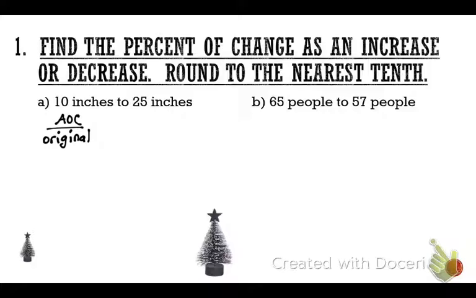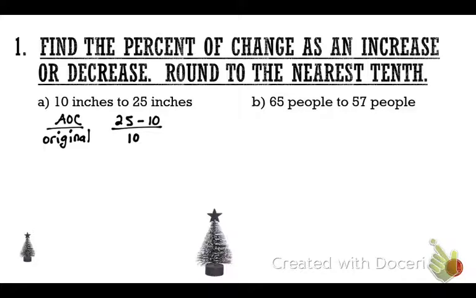In order to find the amount of change, you are simply going to take the bigger number, 25, and subtract the smaller number, 10. So let's write this down. In order to find the amount of change, 25 minus 10, divided by the original amount. How tall was that tree originally when we planted it in the ground? 10 inches.